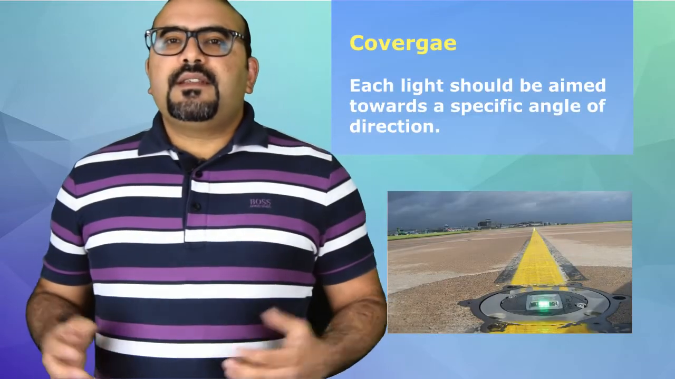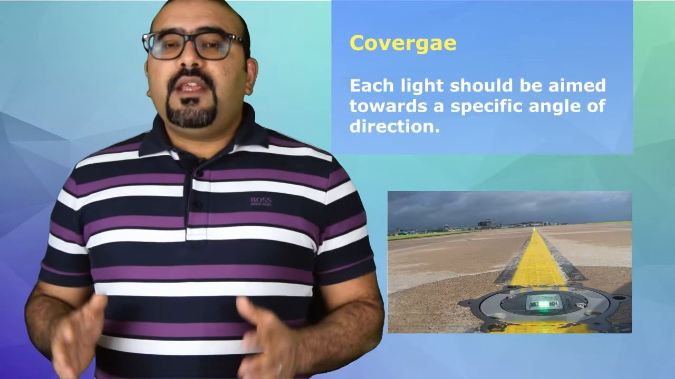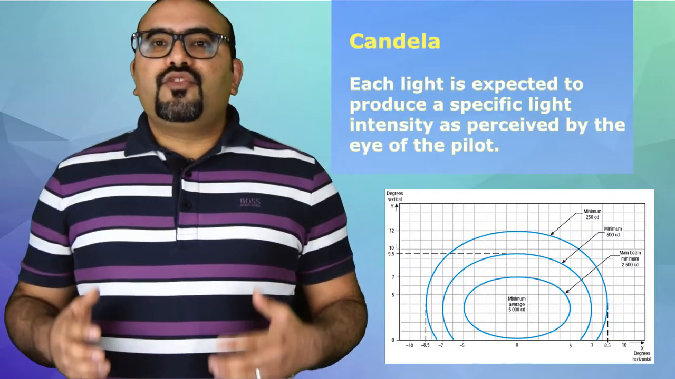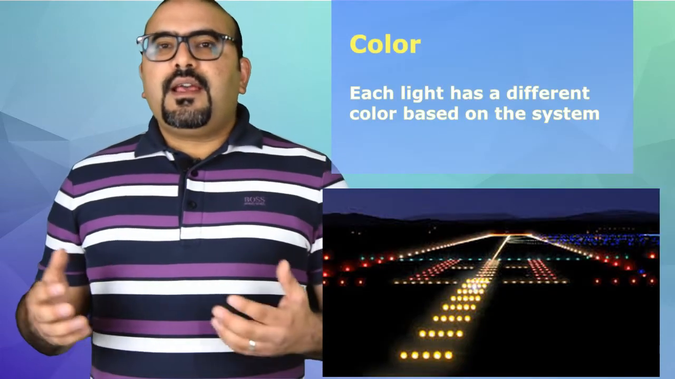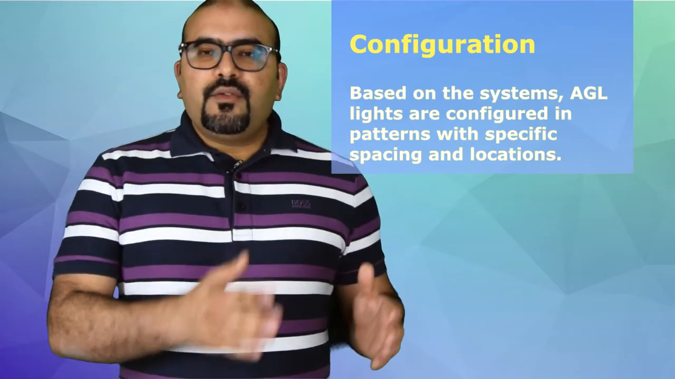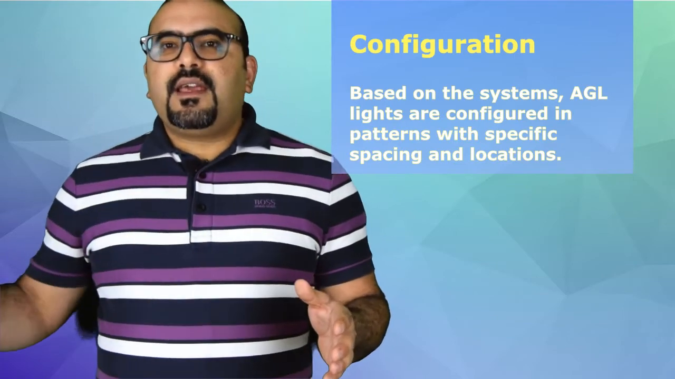The AGL system purpose and performance is governed by the four C's concept. The first C means coverage, which means that each light should be aimed toward a specific angle or direction. The second C is candela, which means that each light is expected to produce a specific intensity as perceived by the pilot's eye. The third C is color. Each light has a different color based on the system. And the fourth C means configuration. Based on the system, those lights will have a special configuration, spacing, and location.